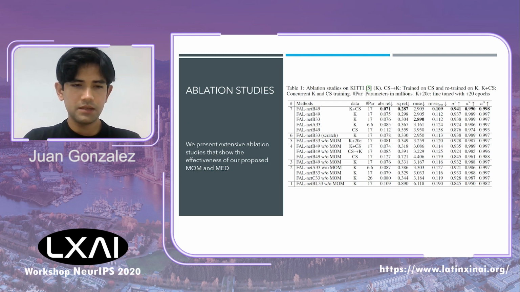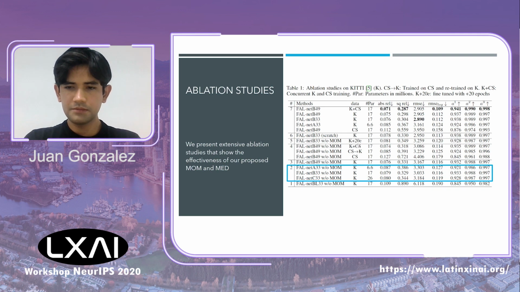Ablation studies: we present extensive ablation studies that show the effectiveness of our proposed MET and MOM. First, we ablate our FileNet with linear quantization, and we observe very poor performance. Next, we ablate the number of parameters, and we observe that with 17 million parameters, our FileNet gets to its best performance. Later, we ablate the number of quantization levels. We observe 49 quantization levels to be better, so we stick to 49 quantization levels for our best model.